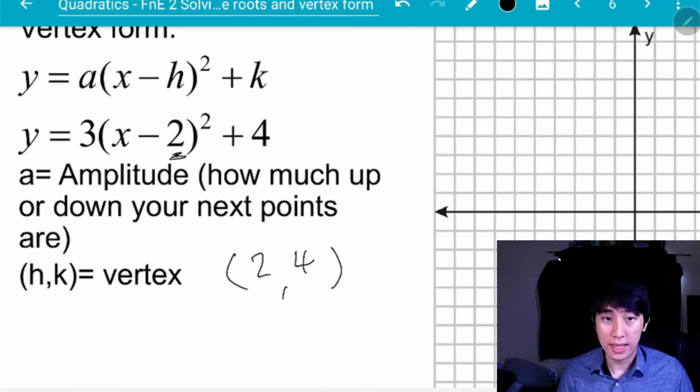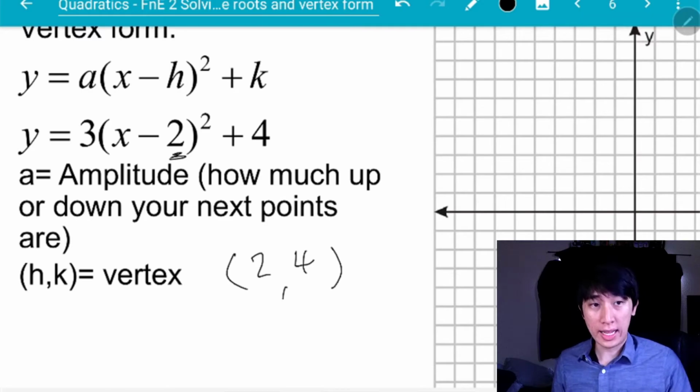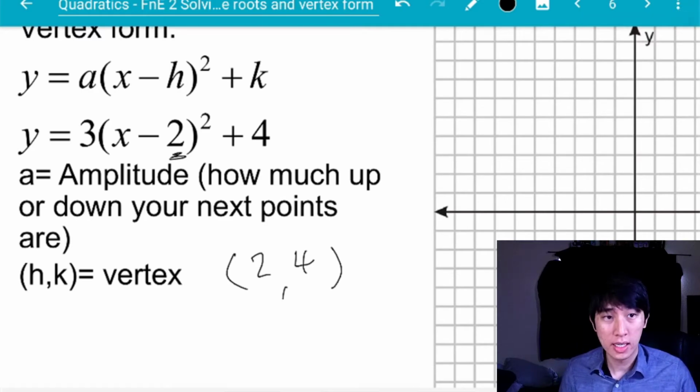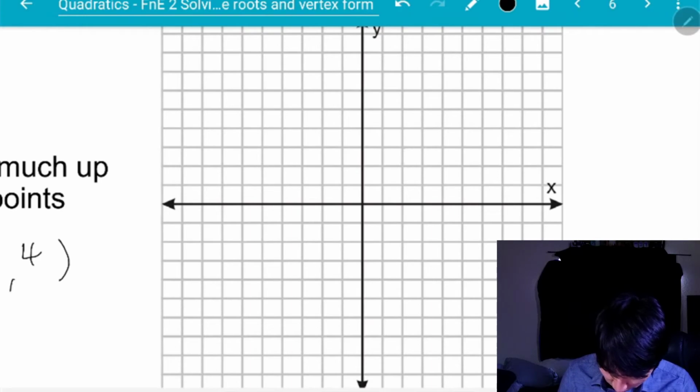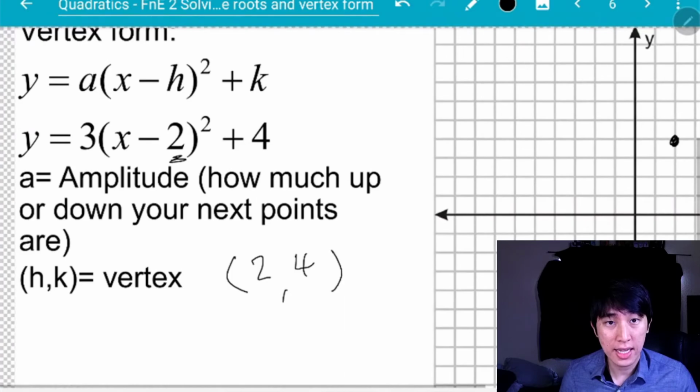That's all you're doing. What your h and k is, it's just the coordinates. The number inside your parentheses is going to be your x component. The number outside of your parentheses is your y component. Then we just place it: 2, 4. So it's 2 to the right, 4 up. This is your vertex.